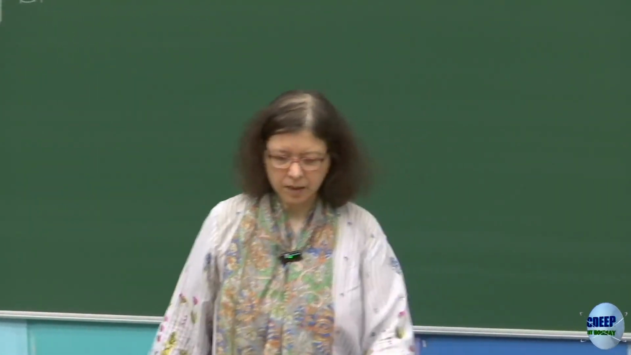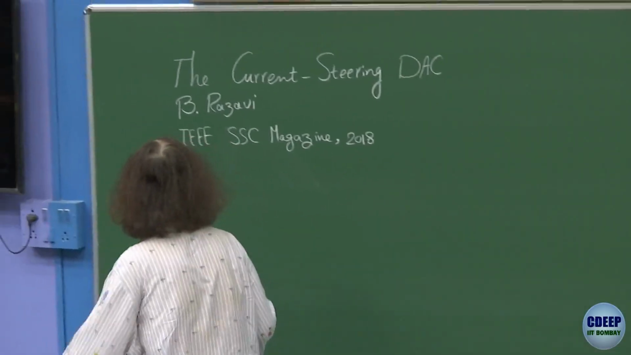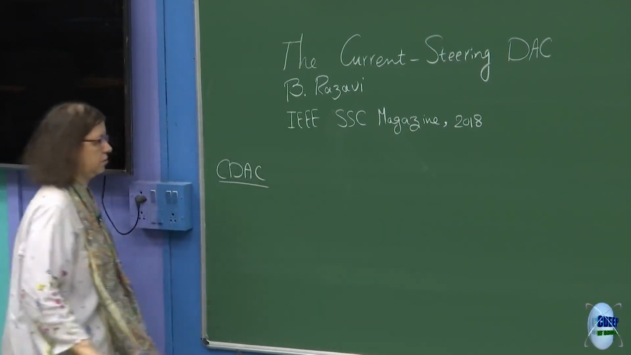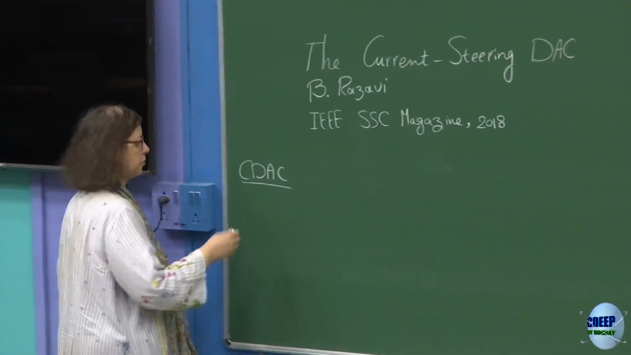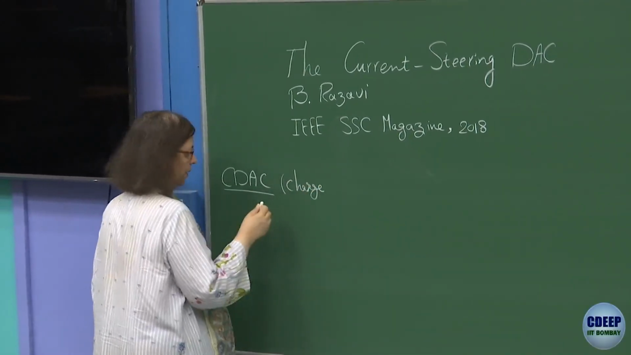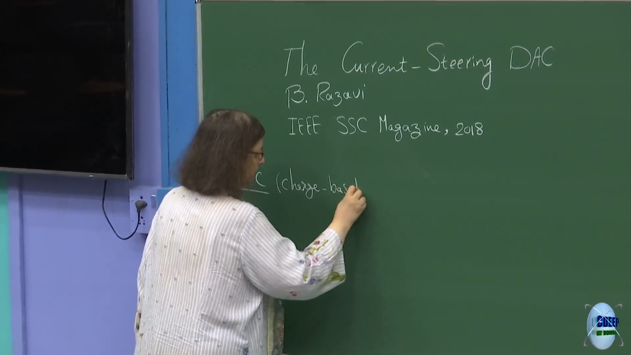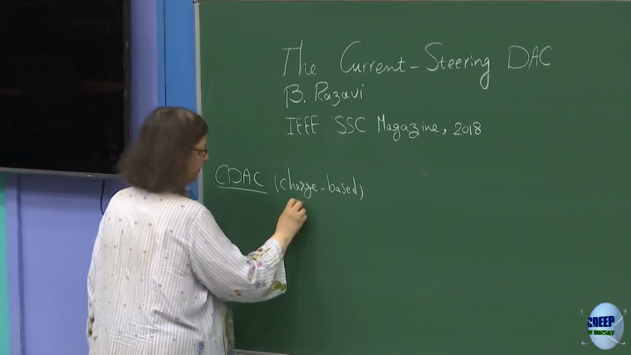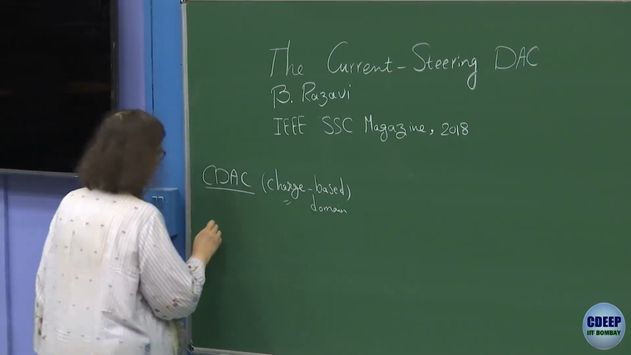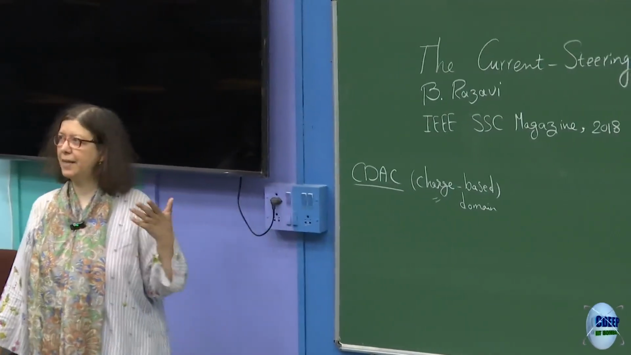Eventually, charge distribution DAC, CDAC, was a kind of charge based or charge mode DAC. Everything was based on the charge stored on an element like a capacitor. So this was eventually charge based, or charge domain. Now we make it current domain. Instead of storing the charge, we directly use currents.